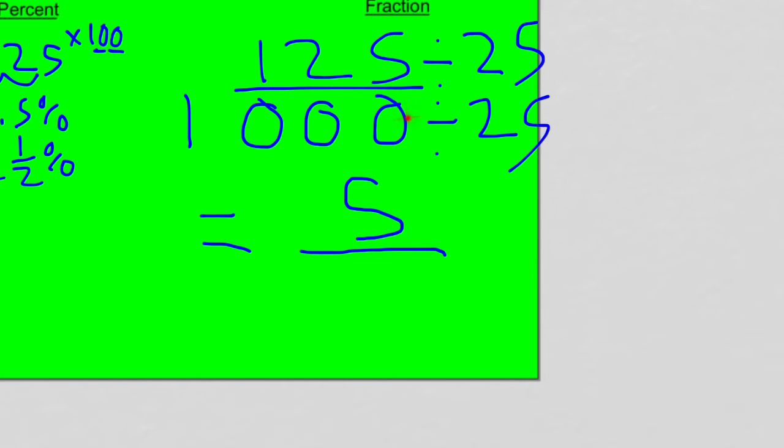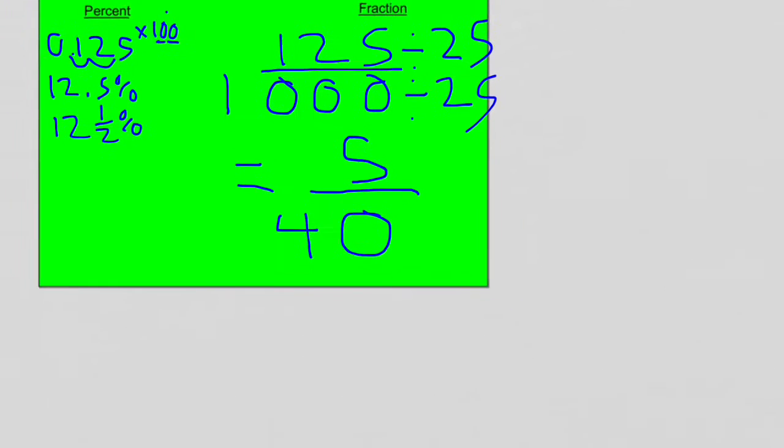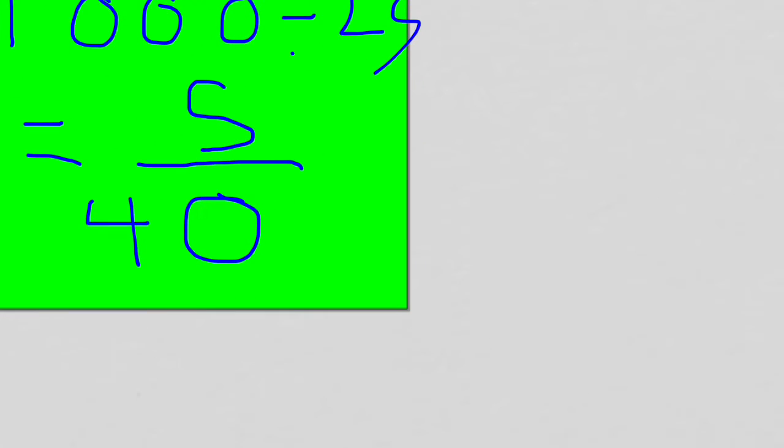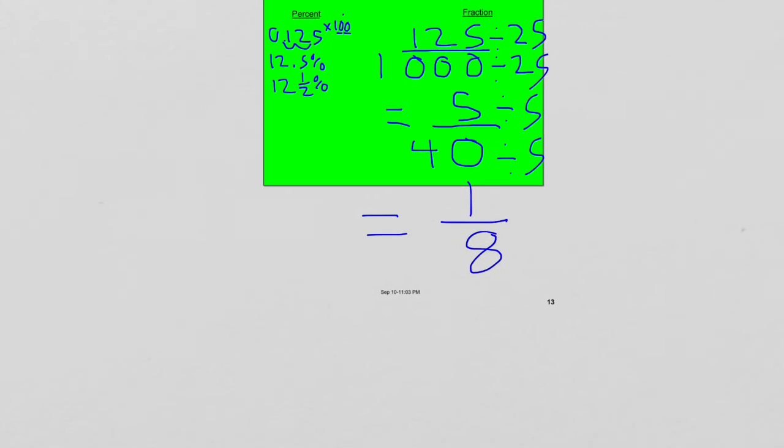Now, to do 1,000 divided by 25, just do 100 divided by 25. 100 divided by 25 is 4. And then we have this extra 0 here that we have to tack on. So 5 over 40. Now, 5 and 40 can both be divided by 5, so we have to divide this once more to reduce it. Divide by 5, divide by 5. 5 divided by 5 is 1, and 40 divided by 5 is 8. And there's our fraction in lowest terms.